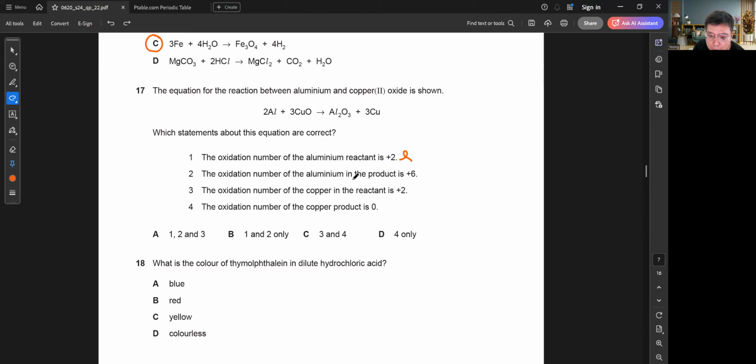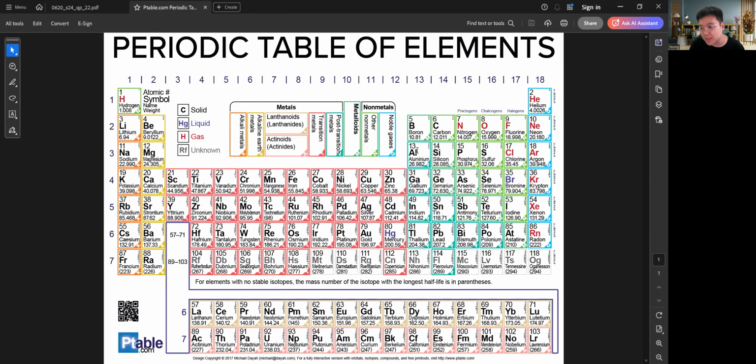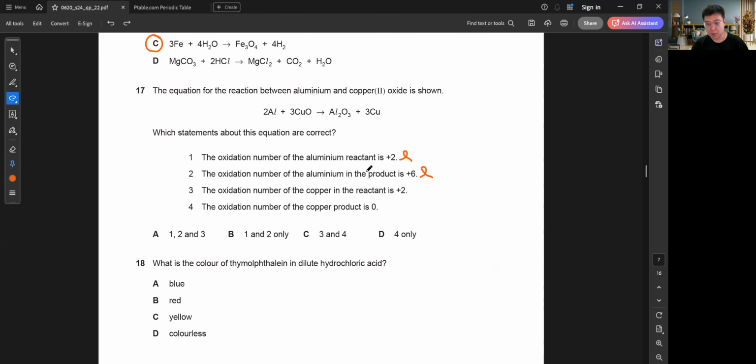The oxidation number of the aluminium product is +6. No, the oxidation number of aluminium in a product here should be +3. This one we can refer to our periodic table because aluminium is in group 3. Group 3 means it donates 3 electrons to become stable. So it should be +3, not +6.